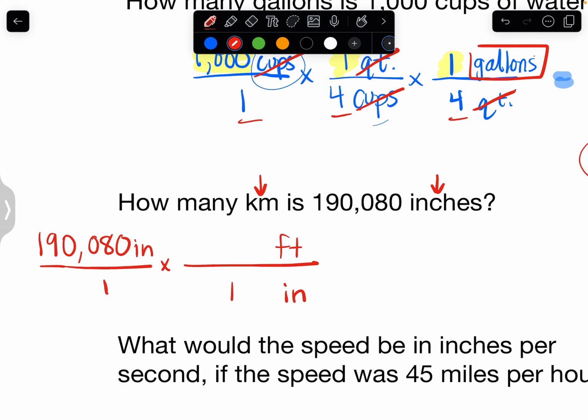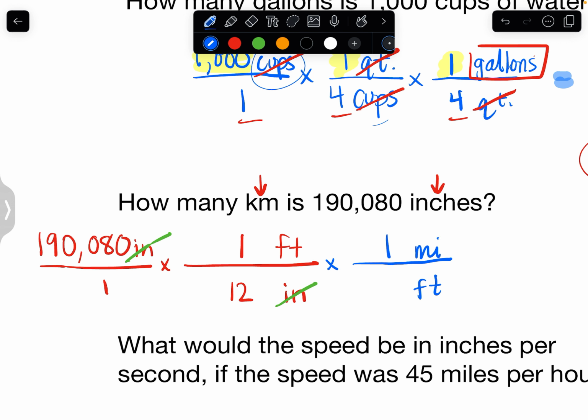So I know that there's 12 inches in 1 foot. So at this point, our inches would cancel, and I'm left with feet. Our next conversion is getting rid of feet. So feet is going to go in the denominator, and I want to convert it to miles.